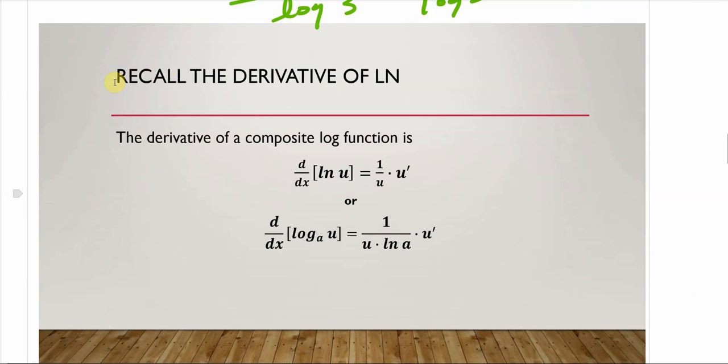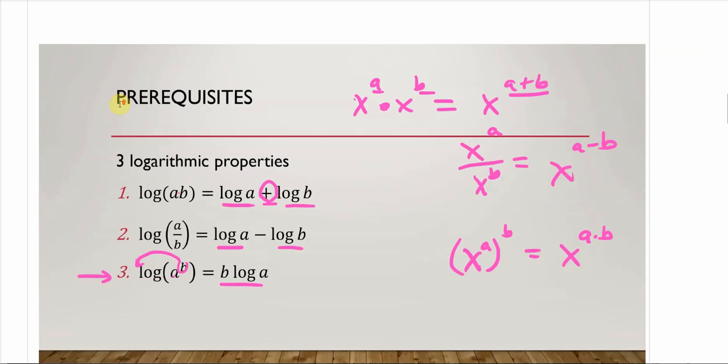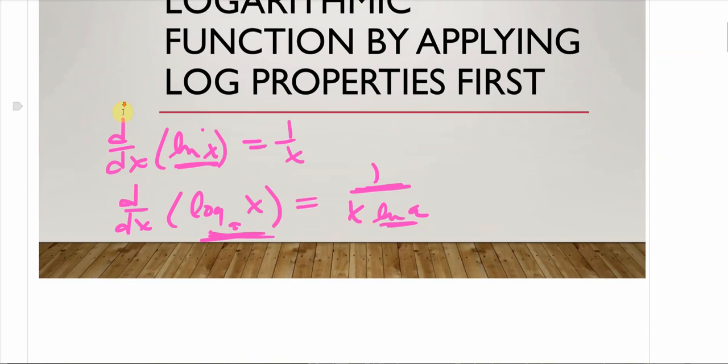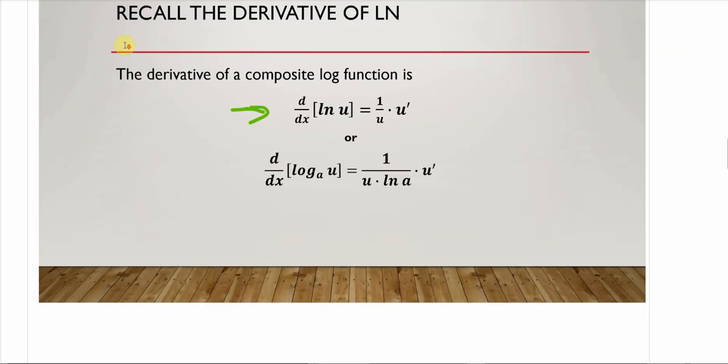Now, I have to go back and recall the derivative of the natural log. What's the derivative of the natural log? The derivative of the natural log of u is going to be 1 over u times the derivative of u. Now this one is a little bit different from what I covered over here. Here I have just 1 over x, right? And you say, hey sir, where did that extra part come from? Well, on this one, you need to understand that u is considered a quantity.